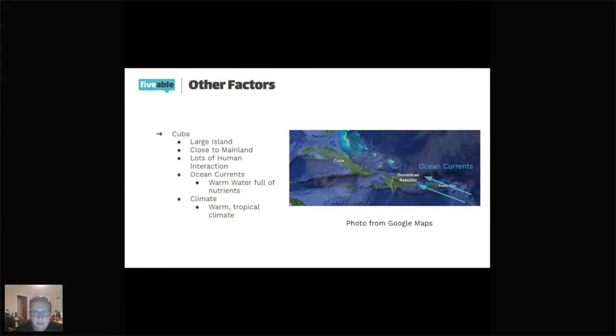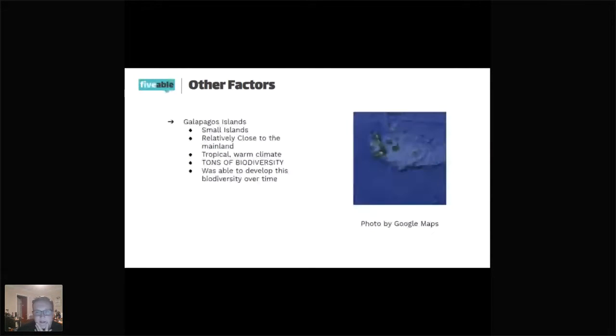All right, so one more example, and then we'll do some practice. The Galapagos Islands. The Galapagos Islands are very synonymous with Charles Darwin. Yes, Charles Darwin. He came up with the theory of evolution and natural selection here. Very well-known scientist. Now, these islands are very small. However, they're relatively close to the mainland.